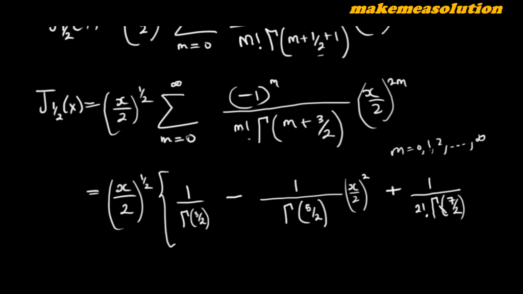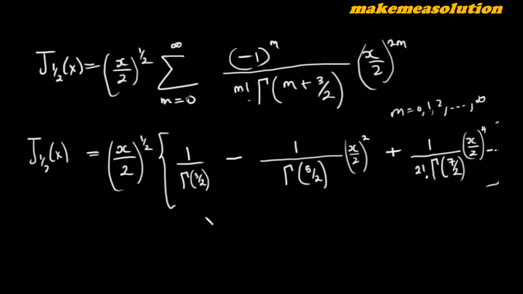You can easily spot that this is a repetitive pattern of odd numbers from 3. So this one is going to be x over 2 raised to the power of 4. So it keeps increasing, so the next one will be minus dot dot dot. So this is like an expansion for J_{1/2}(x). So someone can leave his J_{1/2}(x) in this form, so you don't need to simplify further. You could just leave it like this.